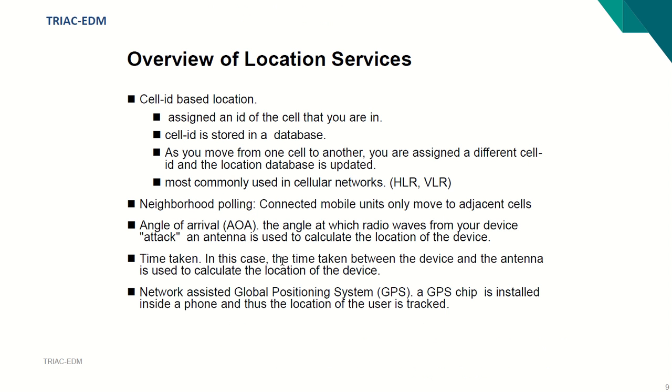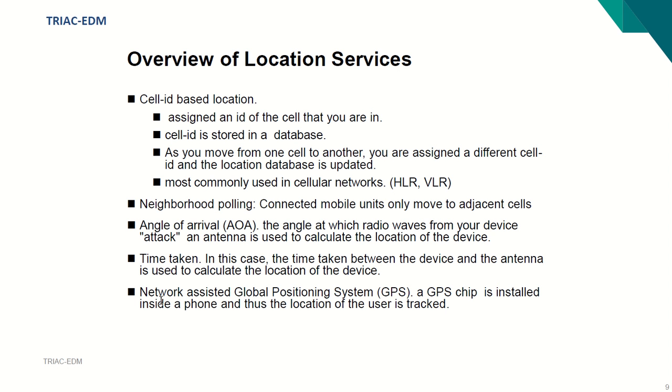Time taken. The time taken between device and antenna is used to calculate the location of the device. And of course, the electromagnetic wave is assumed to travel at the speed of light. So if you know the time, then you do a calculation, you get to know the distance, and you get to know the location.